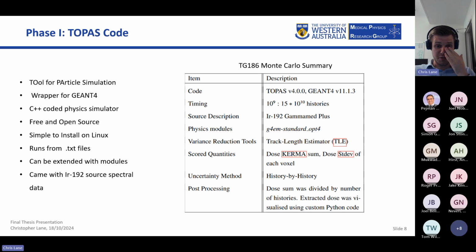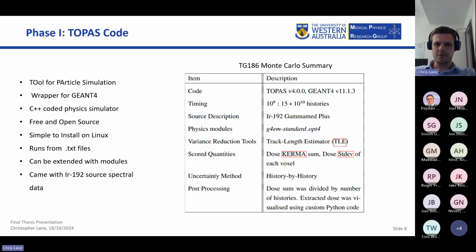And so over the years, there's been a number of modules attached to it because it was originally a proton therapy tool that had been extended into external beam, and people have since added brachytherapy. And it came with the photon energy spectra for Ir-192, which was handy for this.